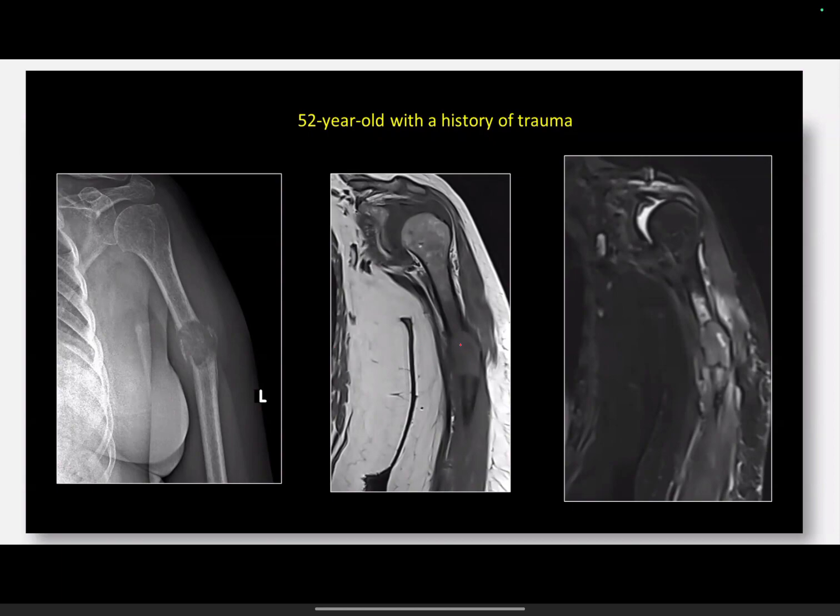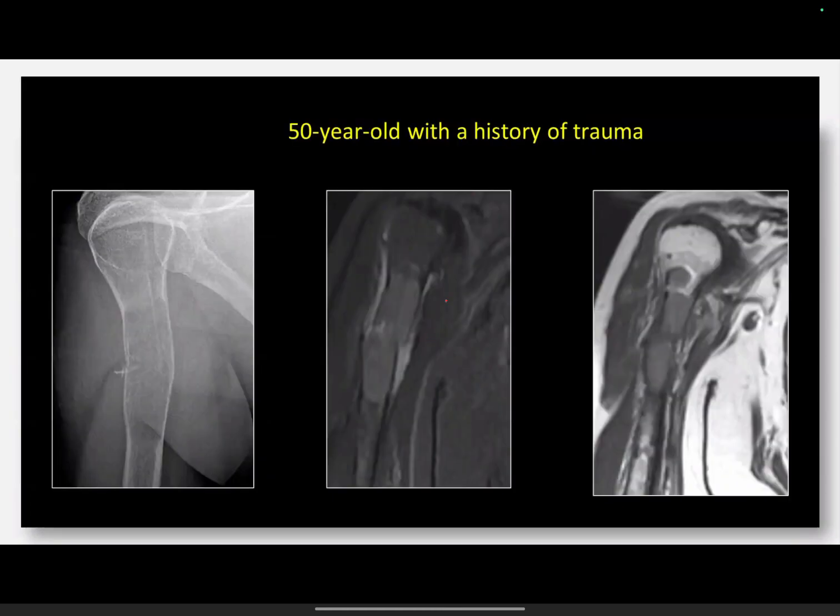Whenever you see a T1 signal intensity lesion which is almost similar to the muscle or hypointense to the muscle, it means it's a hypercellular tumor. On STIR also you can see the signal is almost like muscle, so it's a hypercellular tumor. So T1 and PDFS will give us an idea about cellularity also.